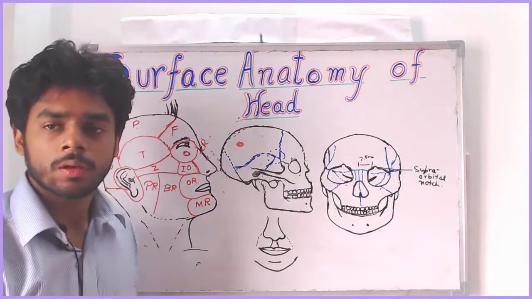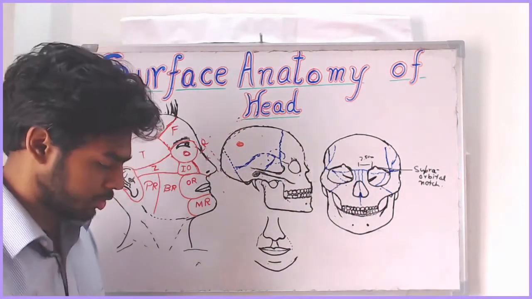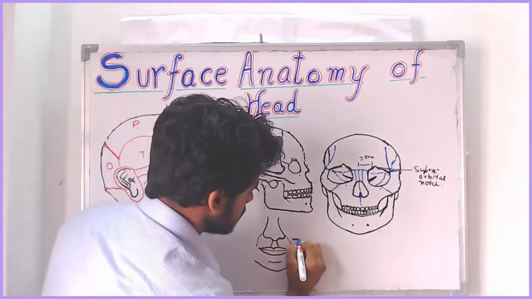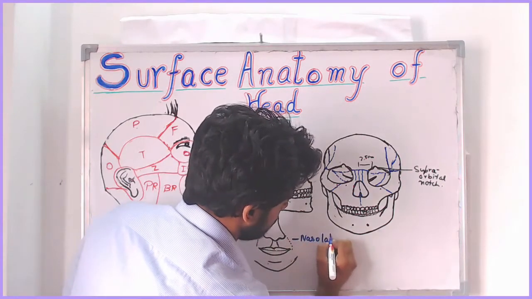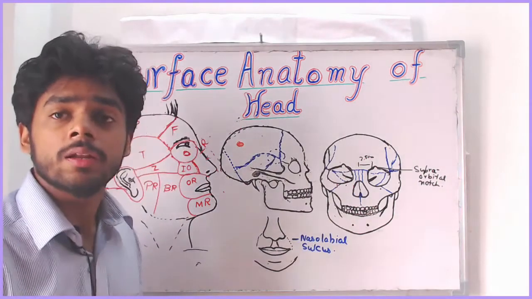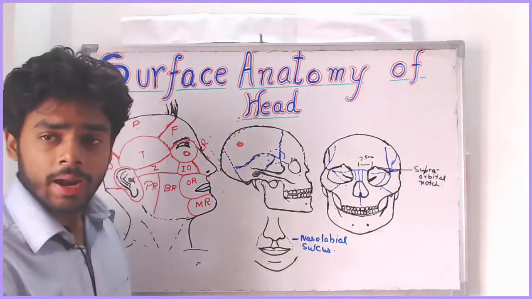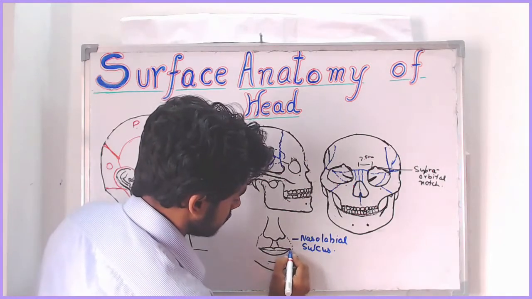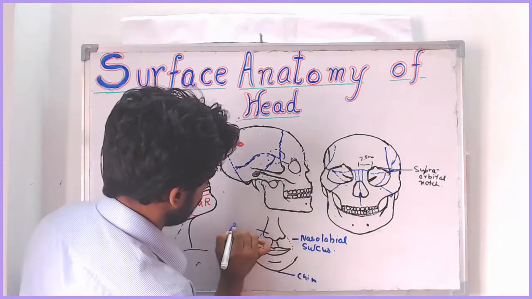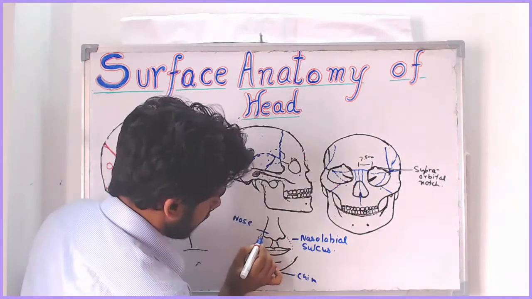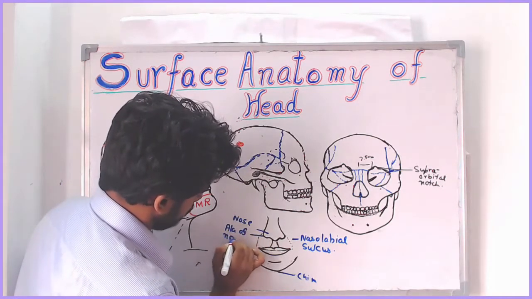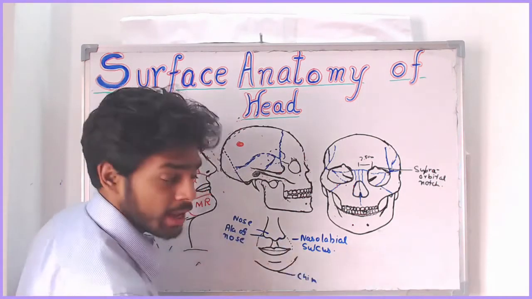Now we will mark these structures and then we will study them. This is called the nasolabial sulcus. This is the labial part, this is the chin, this is the nose, and this is called the ala of the nose. Here, on both sides, we have the ala of the nose.